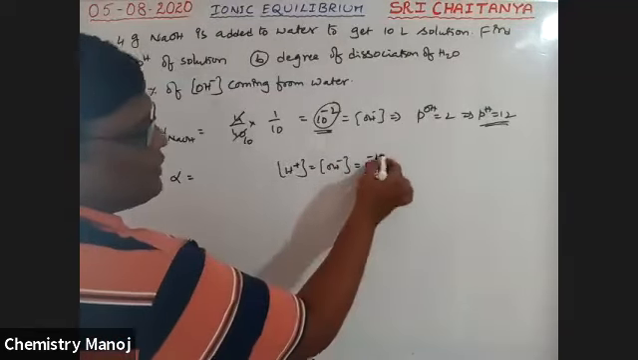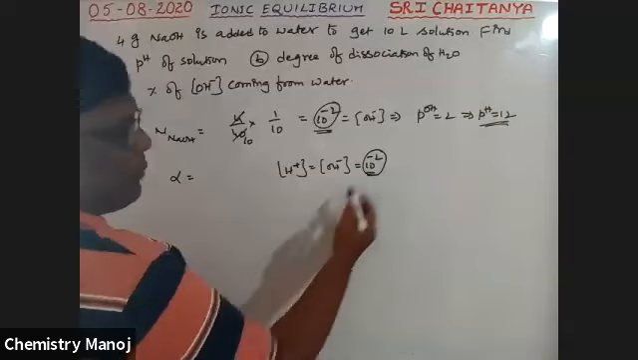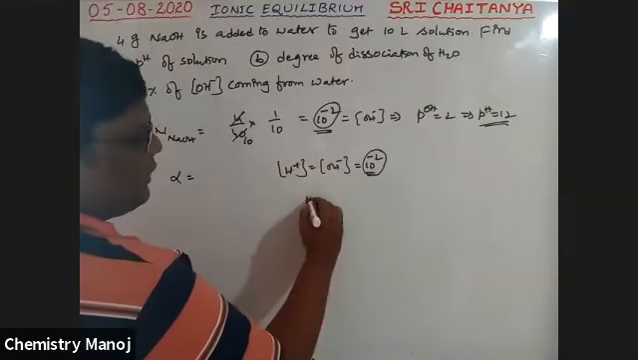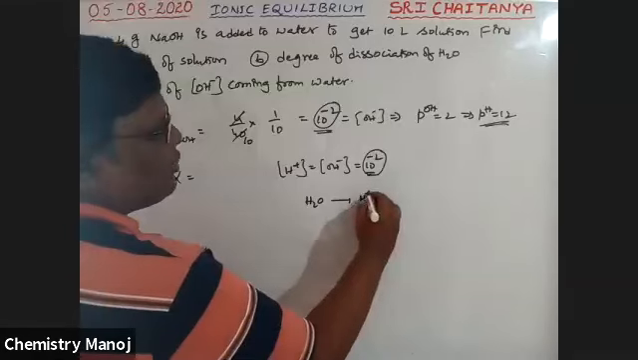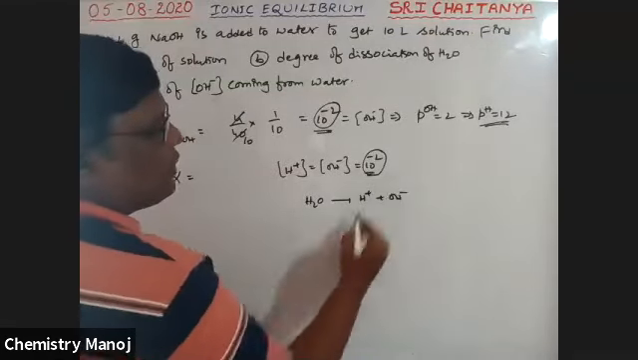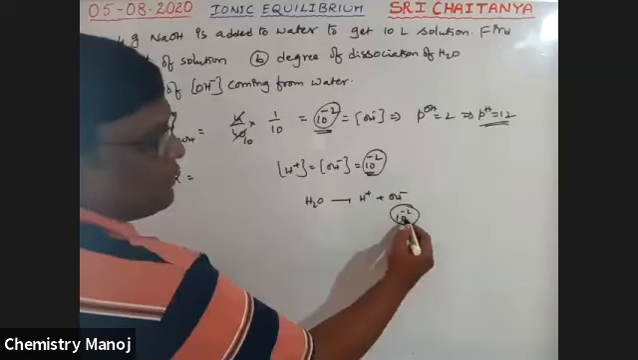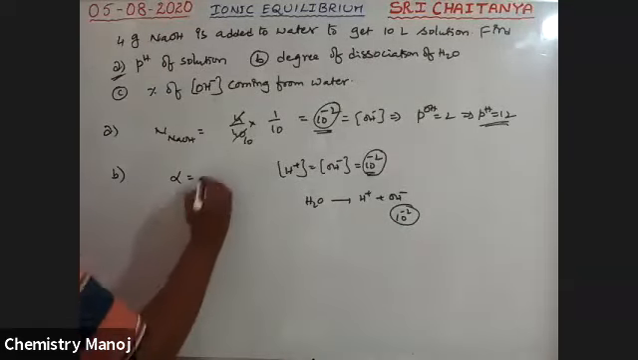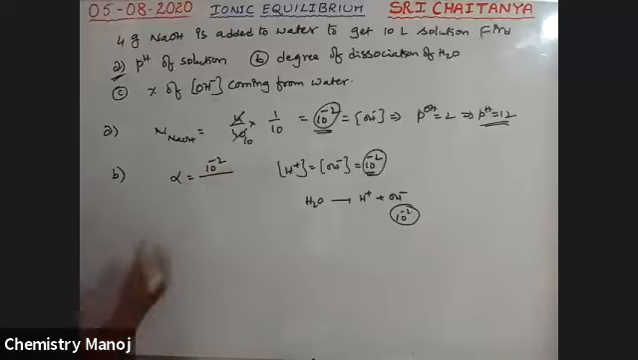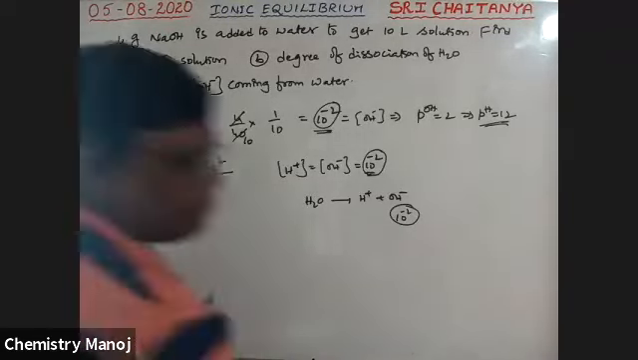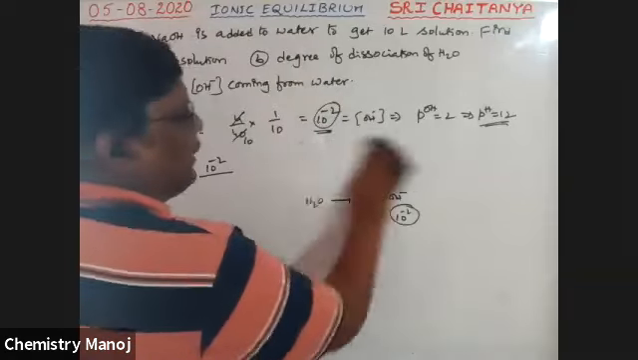That means OH minus is equal to 10 power minus 2. That means this much only dissociated, that is, H2O dissociates into H plus and OH minus. So here OH minus concentration is 10 power minus 2. Therefore, this is percentage dissociated. That means 10 power minus 2 by... Actually, how much is the concentration of solution? See boys, clearly, I will explain.